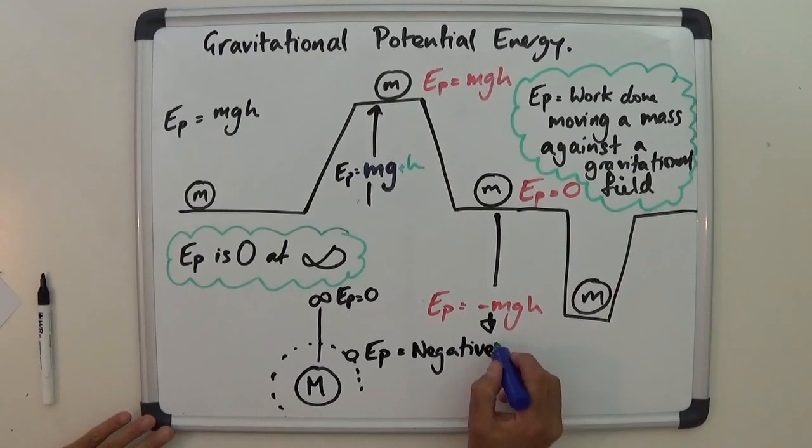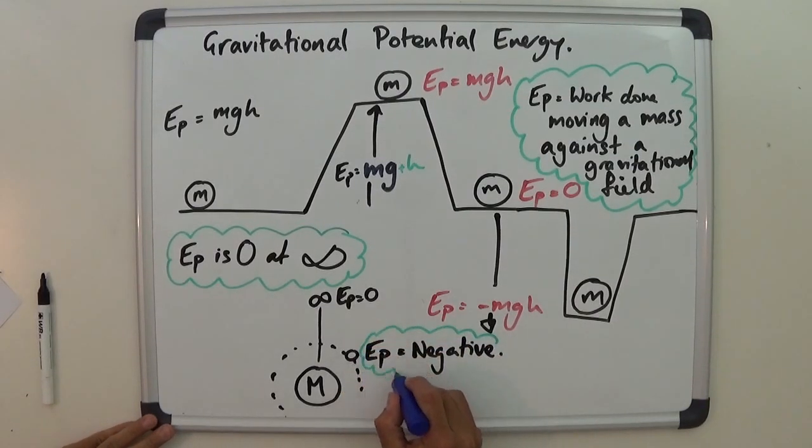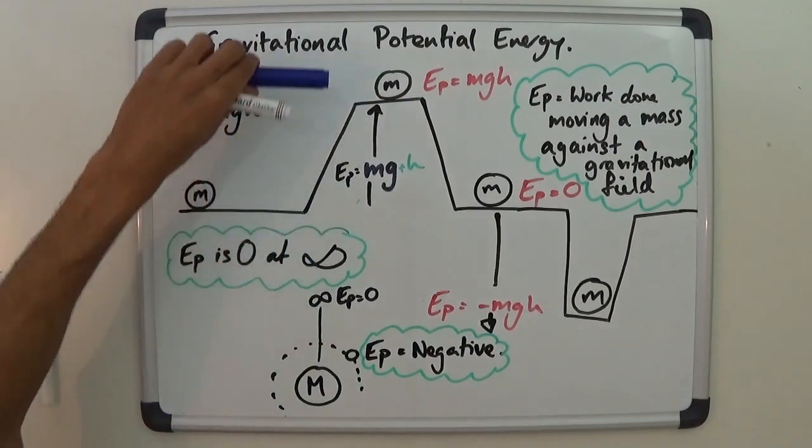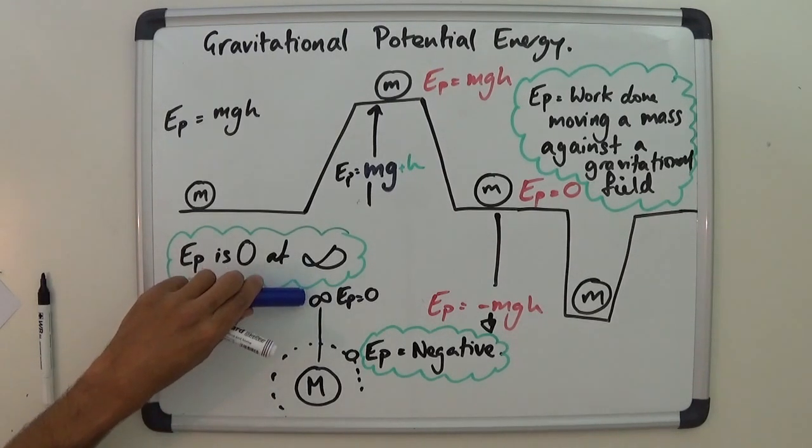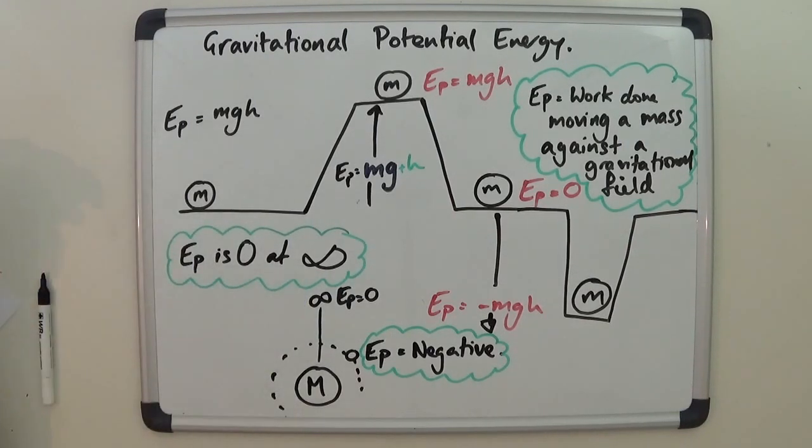So we'll leave this video at this point, and let's just summarise what we can say here. When we move against the gravitational field, the potential energy of an object increases. When we move with a gravitational field, the potential energy of an object decreases. If we say the place it's got 0 energy is infinity, then anywhere inside a gravitational field, the potential energy of an object will be negative.